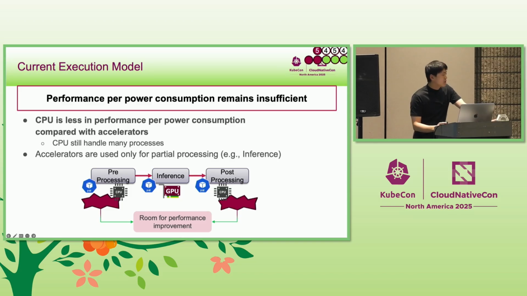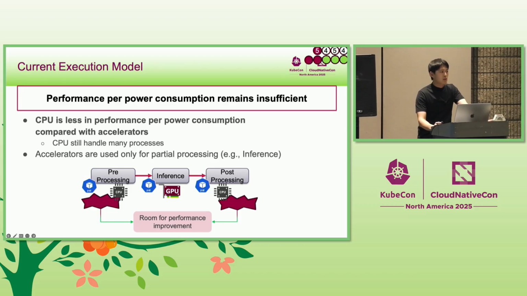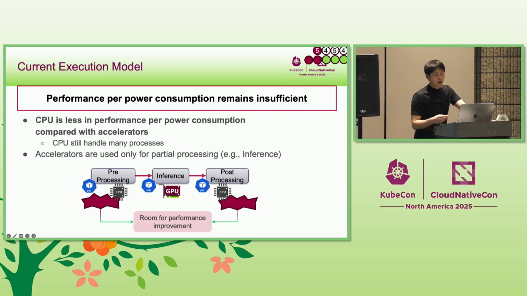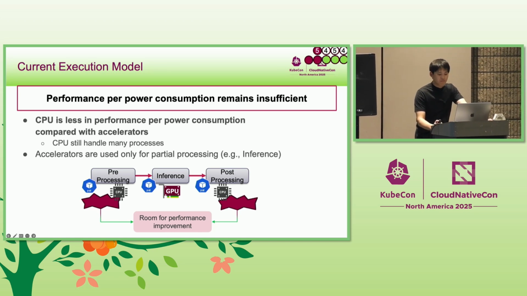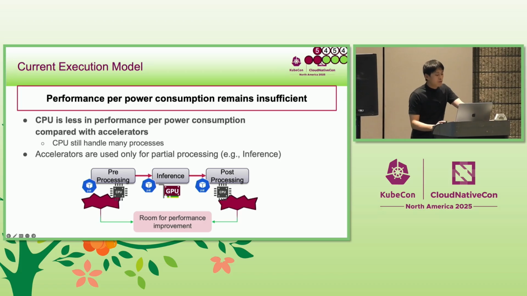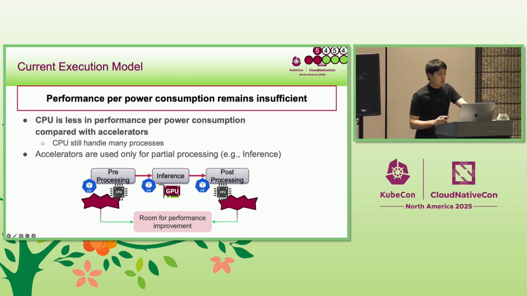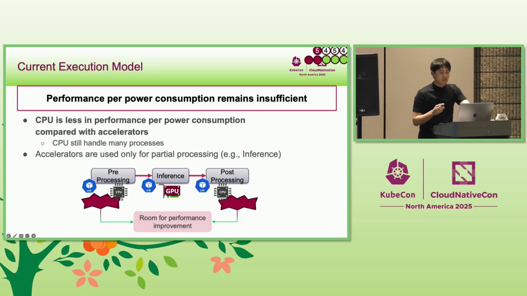Let's take a look at the current execution model. We believe that the performance per power consumption is still insufficient. Compared with the accelerators, the CPU provides lower performance per power consumption. Yet, it still has many tasks, such as pre-processing and post-processing. At the same time, power-efficient accelerators are mainly used only for specific tasks, such as inference. Therefore, we see room for performance improvement in the parts that are still processed by the CPU.